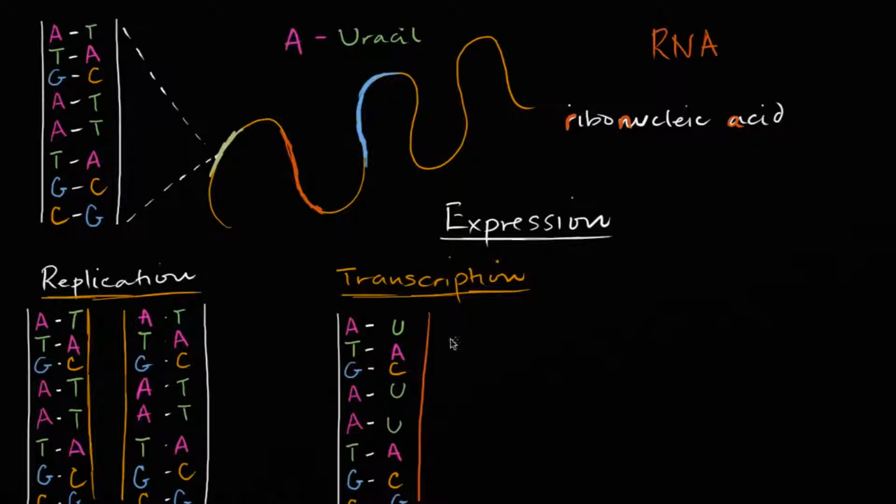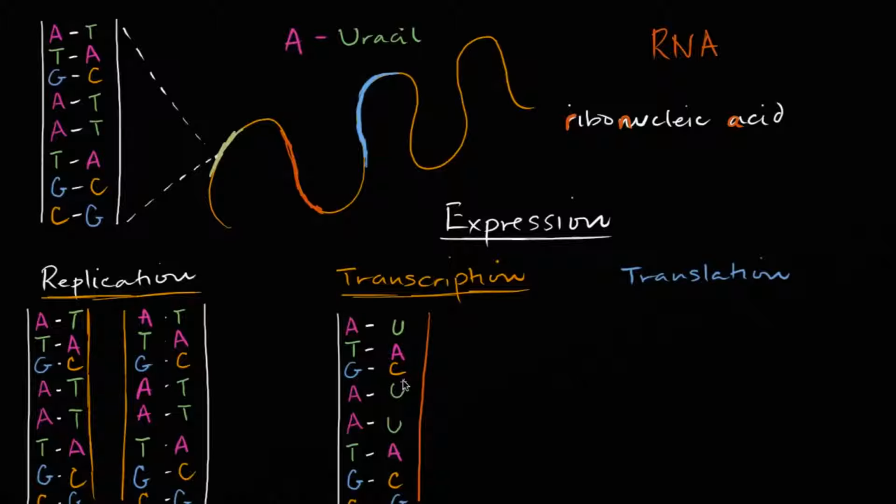So uracil, that's the base we're talking about. Let me write that down. Uracil. Thymine is still going to pair with adenine, just like that. Guanine is going to pair with cytosine, and cytosine is going to pair with guanine.